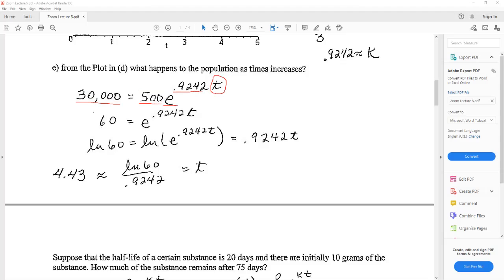That leaves me with 60 is equal to e to the power of 0.9242t. And again, since this is e raised to a power, I'm going to introduce its inverse operation, which is ln. I introduce that to both sides, and that leaves me the natural log of 60 is equal to 0.9242 times t. Now, in order to get t, I just divide both sides by 0.9242, and the natural log of 60 divided by that gives me approximately 4.43.